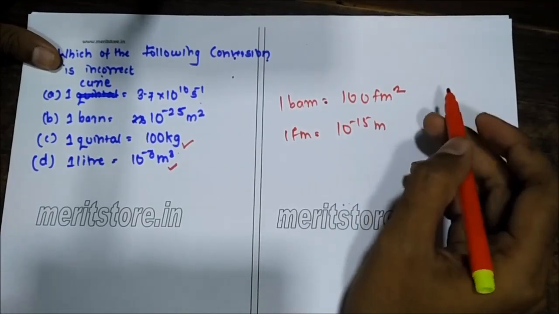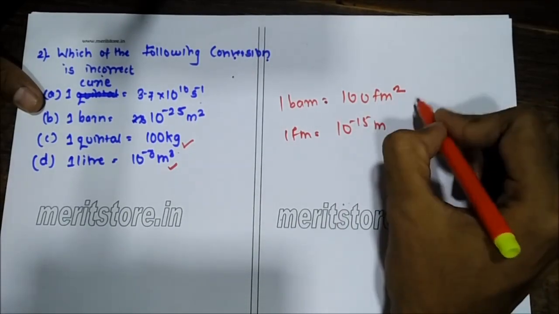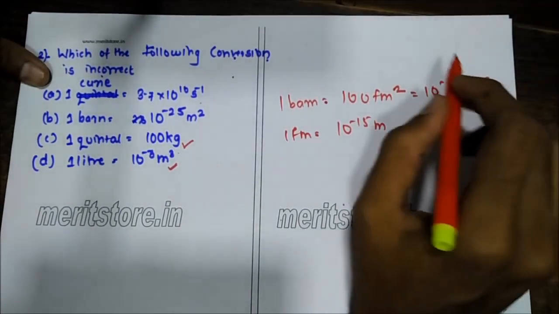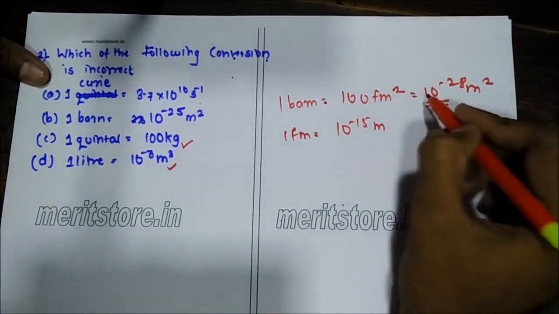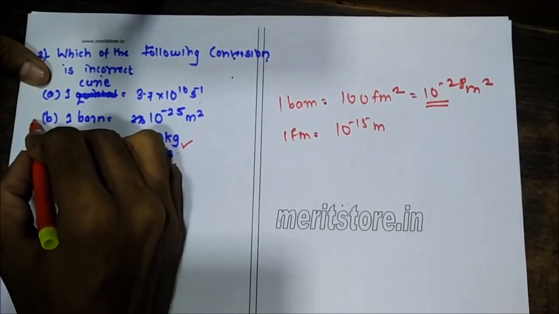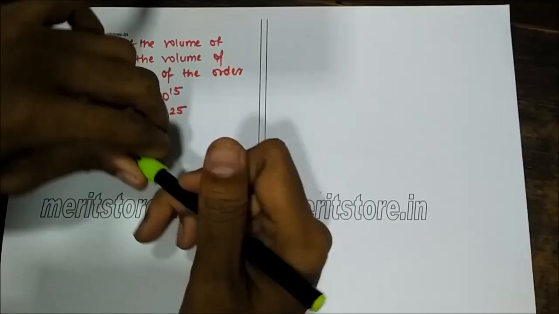Okay, so here, one barn is equal to 100 femtometers square. That will be equal to about 10 raised to minus 28 meters square. That is the value for one barn. So here they have given 10 raised to minus 25 meters square, which is wrong. So the second option is the correct option.